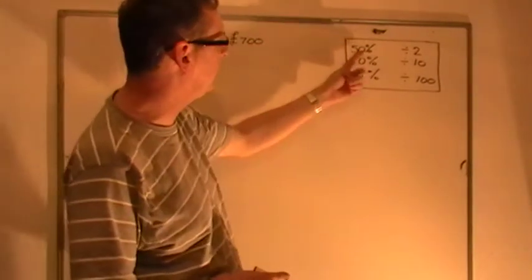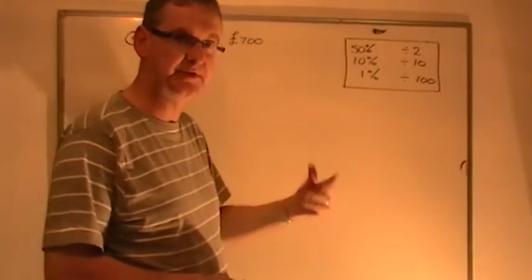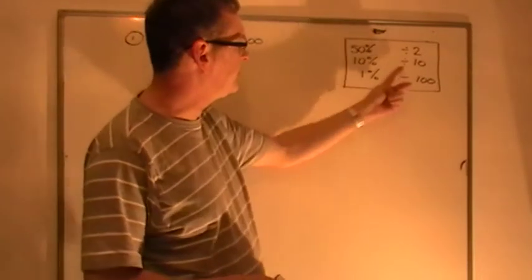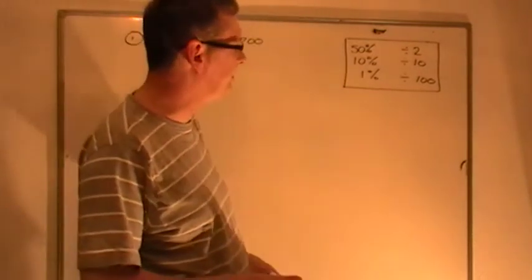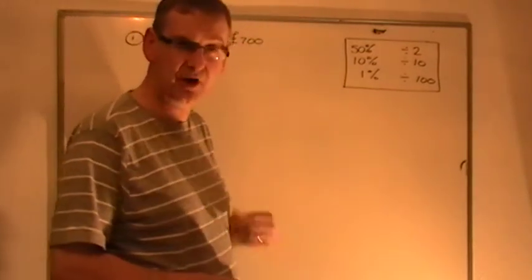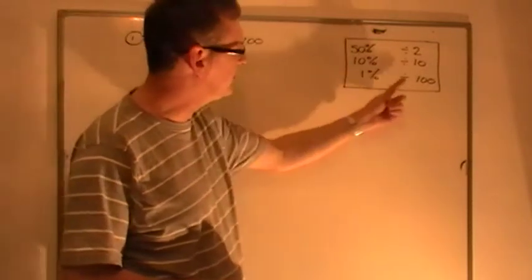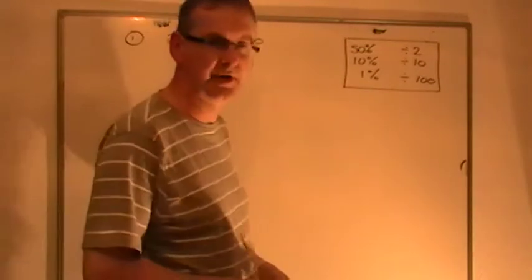You should already know if you work out 50% of something, it's the same as sharing it by 2. 50% of something is half of something. If you work out 10% of something, it's the same as sharing by 10. And 1% of something means 100th of something. It's 1 part out of 100. So you've just got to share by 100 to get 1/100th of something. So 1% share by 100.